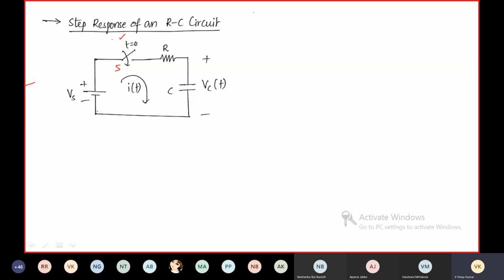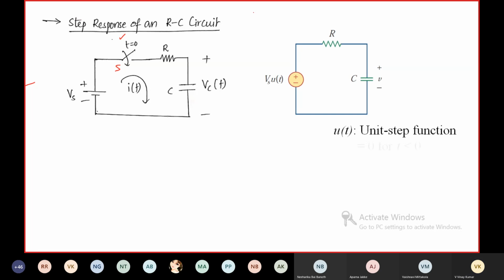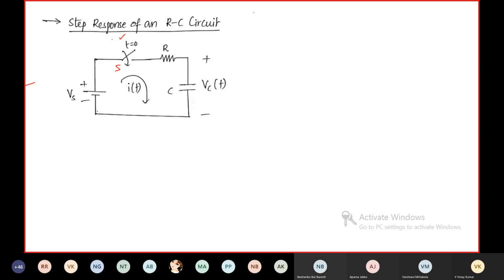For t less than 0, what will be the circuit? The switch was in open condition. This will be the circuit, right? Because for t less than 0, the switch was in open condition. Here, this instant is t equal to 0. This is for t less than 0. This is for t greater than 0.